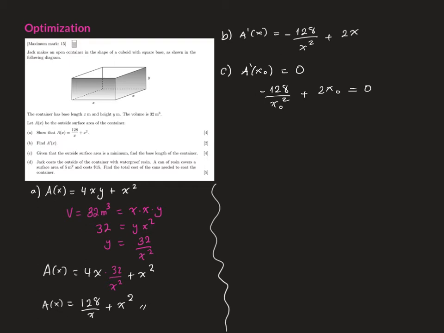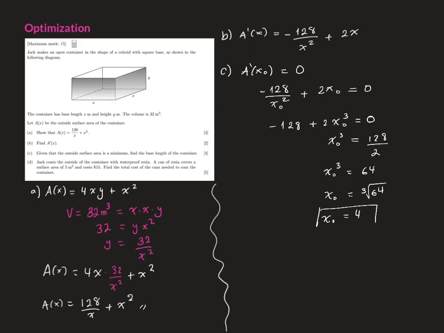So I'm going to multiply everything by x sub 0 squared, and I get minus 128 plus 2x sub 0 power 3 equals to 0. Solving for x sub 0, this is 128 divided by 2, and then this is equal to 64, and x 0 would be the cubic root of 64. That means x sub 0 would be equal to 4. And the units should be meters.